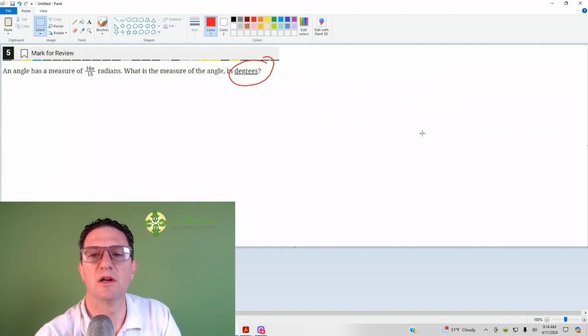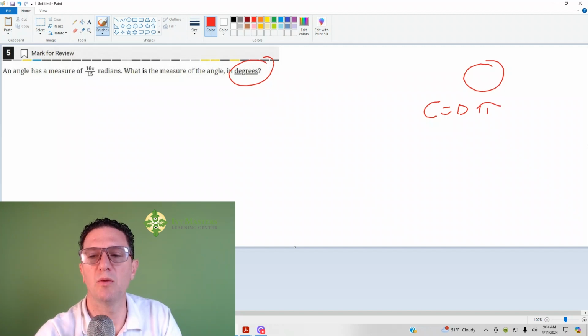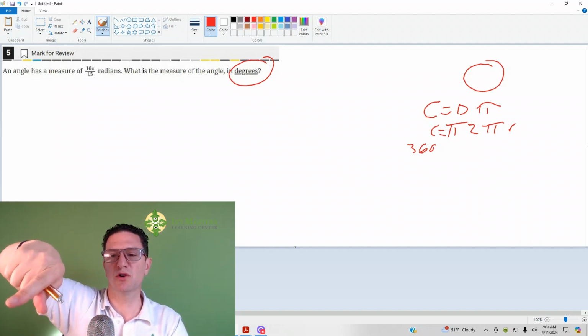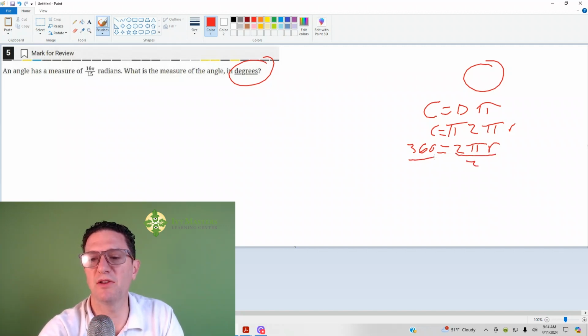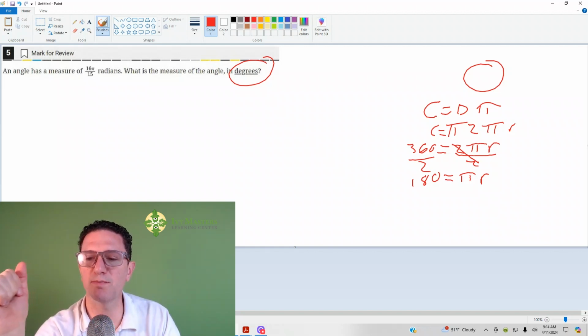Here we have a circle. You might know the formula for circumference of a circle is C equals D pi, or C equals 2 pi r. Now you know that there are 360 degrees in the circumference of a circle. So you could say 360 equals 2 times pi times the radius. If we divide both sides by 2, then we reduce this ratio and it becomes 180 equals pi times the radius. Or you could say 180 equals pi radians.